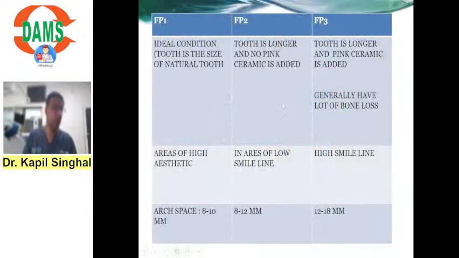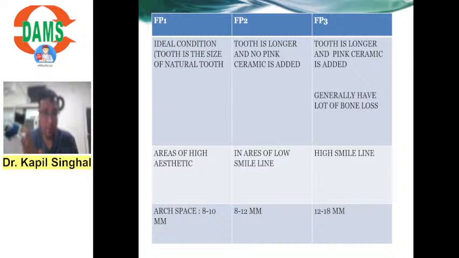So basically I have told you there are three types of fixed prosthesis, that is FP1, FP2 and FP3. FP1 is ideally done when the arch space, it requires a space of 8 to 10 millimeters. If you want to give an FP1 prosthesis, you need a space of around 8 to 10 millimeters. If you want to give an FP2 type of prosthesis, you need a space of 8 to 12 millimeters. If you want to give an FP3 type of prosthesis, the space required is 12 to 18 millimeters.